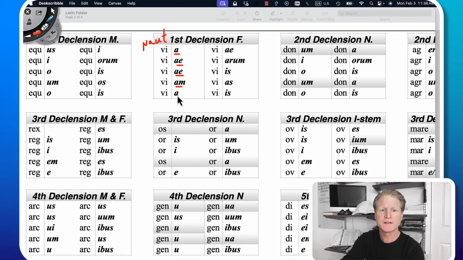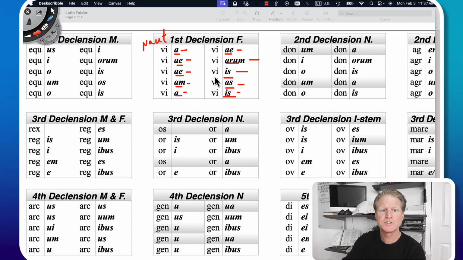Nautae, to the sailor. Nautam, nauta, nautae, nautarum, nautis, nautas, nautis. Let me go through and do this again. Nauta would be the sailor, nautae of the sailor, nautae to the sailor, nautam the sailor, nauta by, with, or from the sailor, nautae the sailors, nautarum of the sailors, nautis to the sailors, nautas the sailors, nautis by, with, or from the sailors.